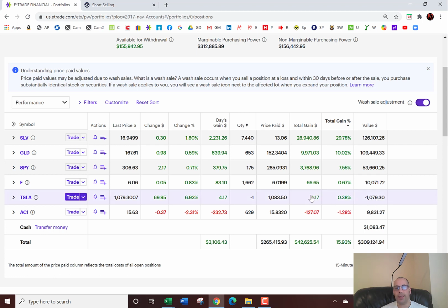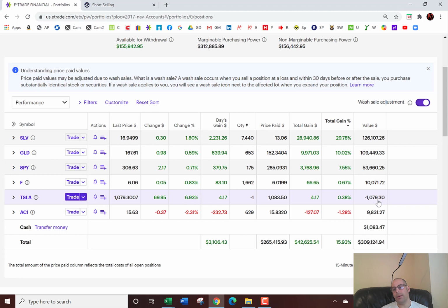So I have one share of Tesla at negative $1,079. You see the quantity is -1. So I owe one share. That's why it's negative. And I'm hoping the negative goes down. So if the stock price of Tesla goes down, say it goes down to 500, that would bring it down to a -500 in my account. And that's good for me.